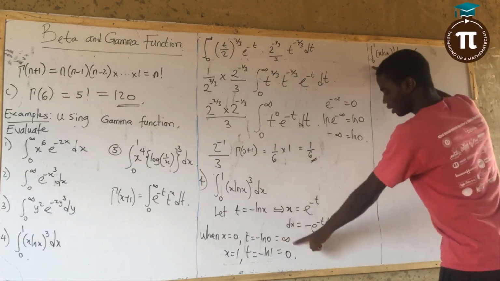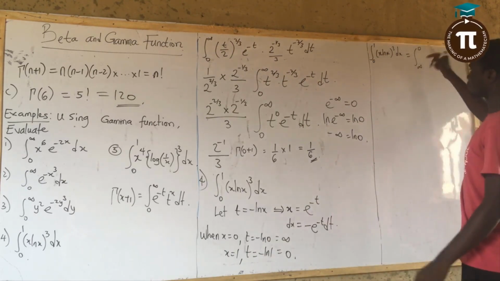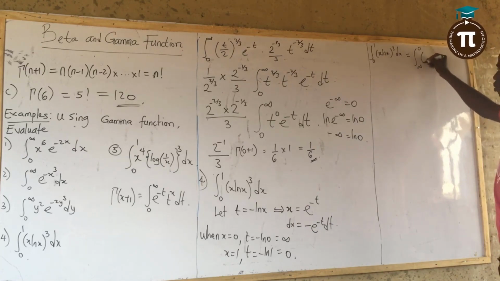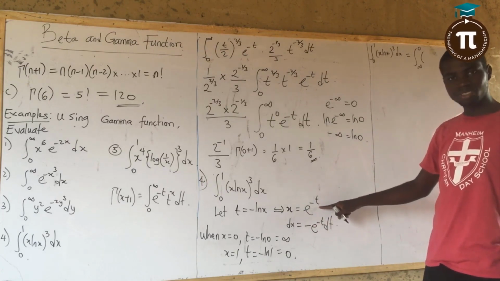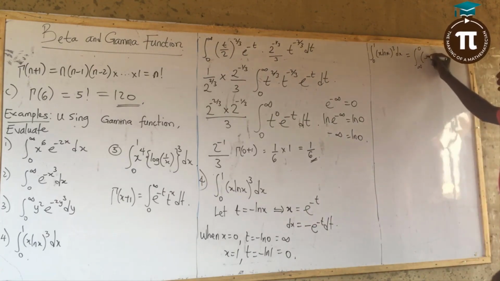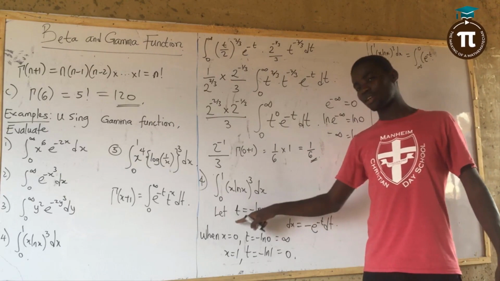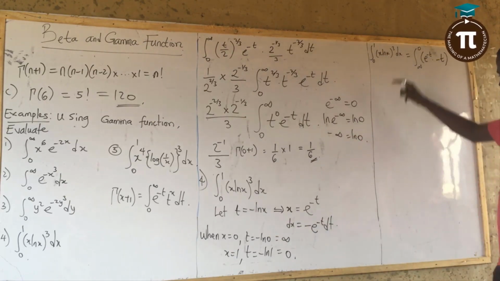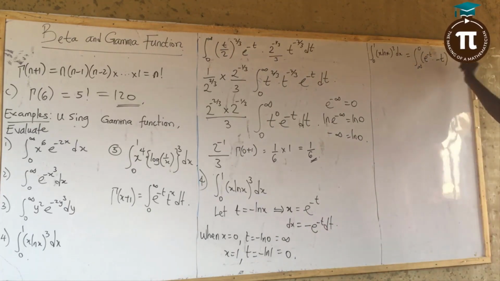When s is 0, t is infinity. When s is 1, t is 0. So I have infinity at the denominator and 0 at the numerator. So I now open a bracket. What is s? s is equal to e raised to power minus t. Ln s is minus t. ds is minus e raised to power minus t dt.